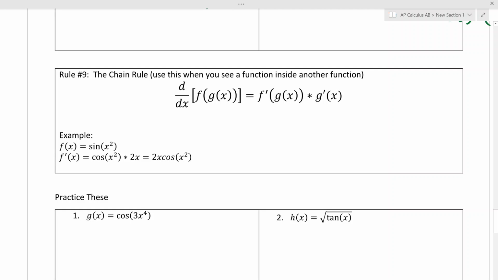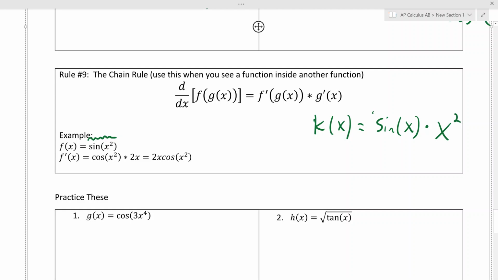We got a function plugged into another. So I'm going to show you two. This is sine of x squared, with x squared plugged in, which is different than this function I'm making up over here, which is sine of x times x squared. This is the product rule. That's what we would use there. Over here, that thing's inside of sine. You have to pay attention. And that's what I mean. This is not the hardest rule by any means.